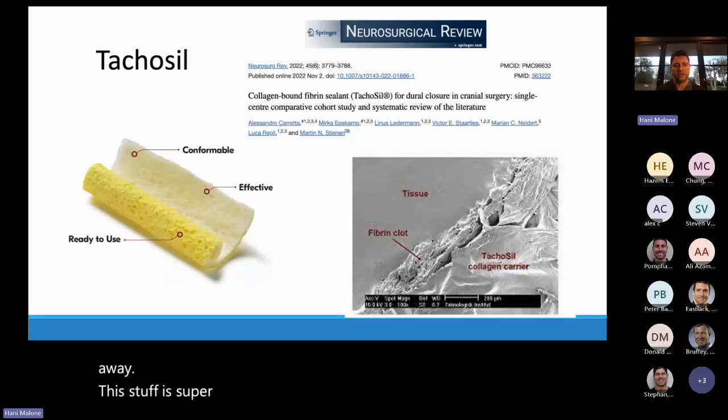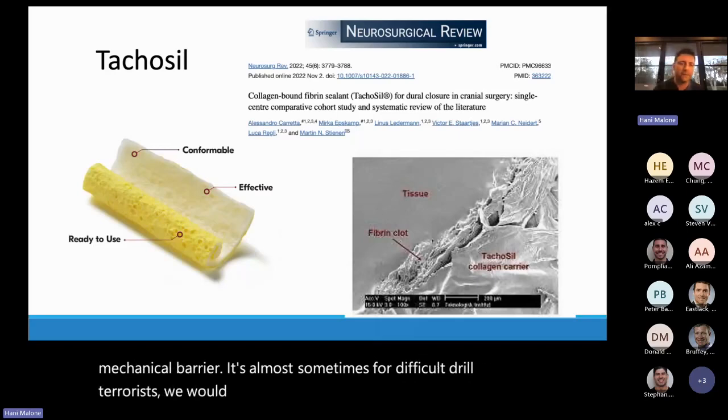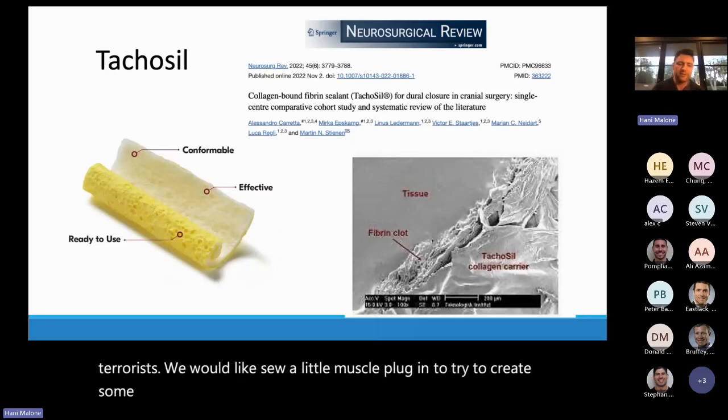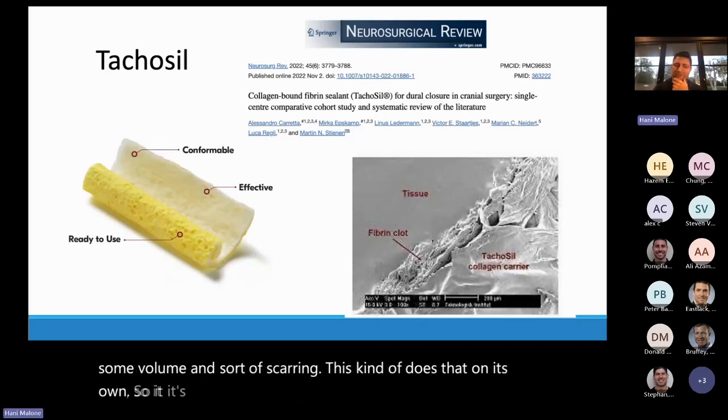And then it also creates like a mechanical barrier. Sometimes for difficult dural tears, we would sew a little muscle plug in to try to create some volume and sort of scarring. This kind of does that on its own. So it's really pretty awesome.